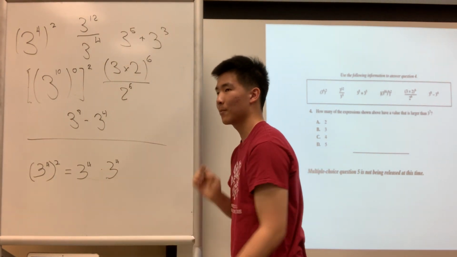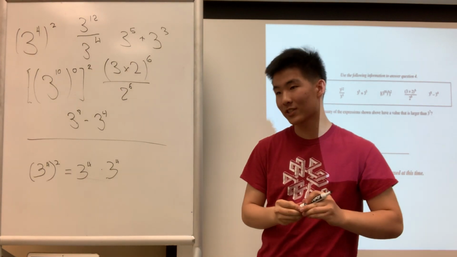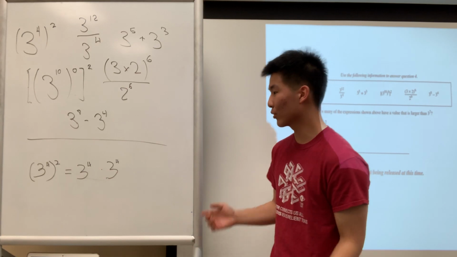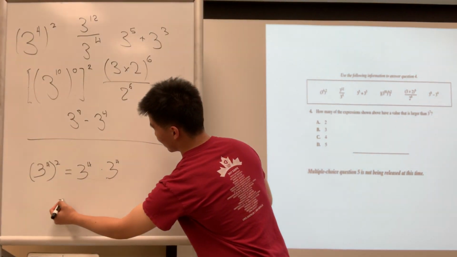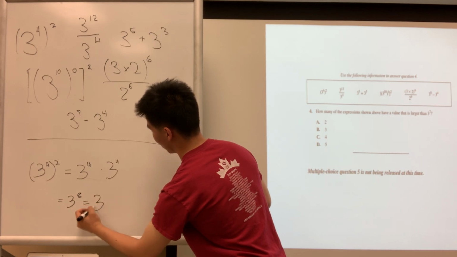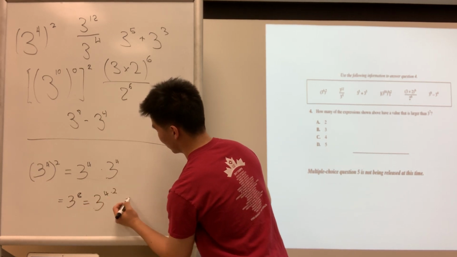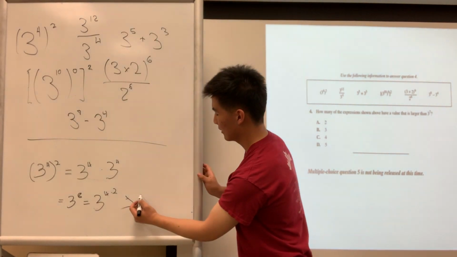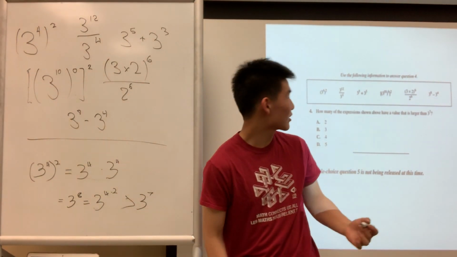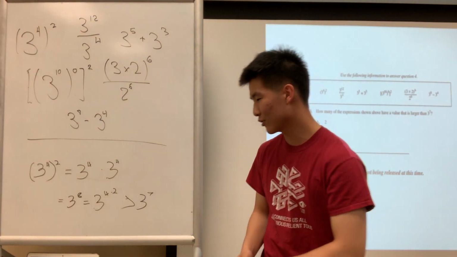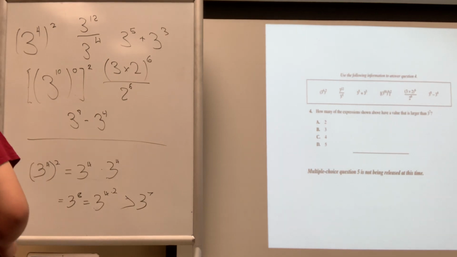And we know with multiplication of exponents of the same bases, remember these are the two bases, and obviously they're both 3, we can just add the exponents. And this is just 3 to the power of 8, which is equal to 3 to the power of 4 times 2, which is also greater than 3 to the power of 7. And I believe the question is asking which one's greater. Yeah. So we know we have one. I'll just put a check mark on this one.